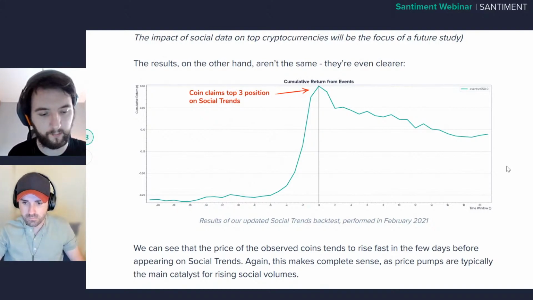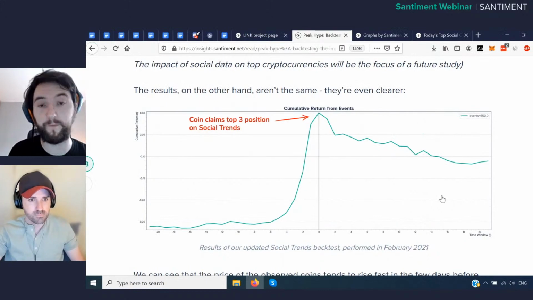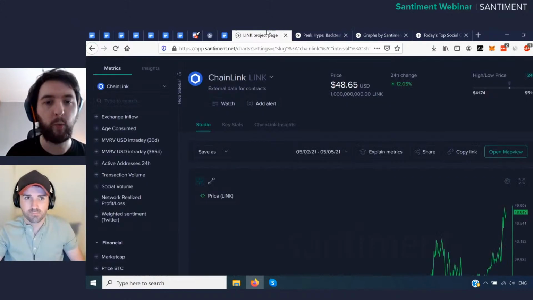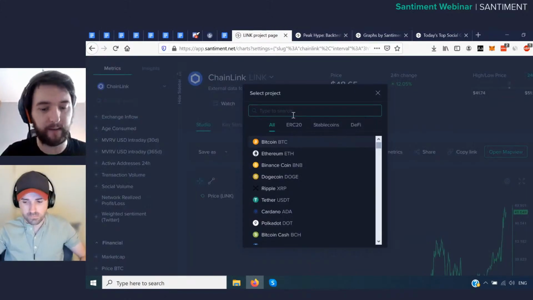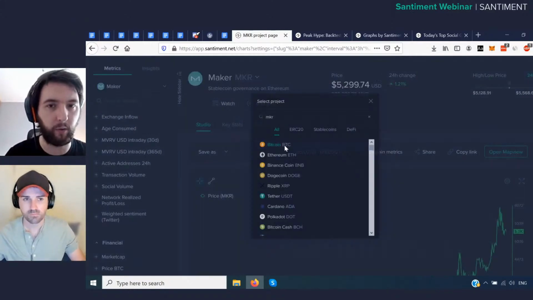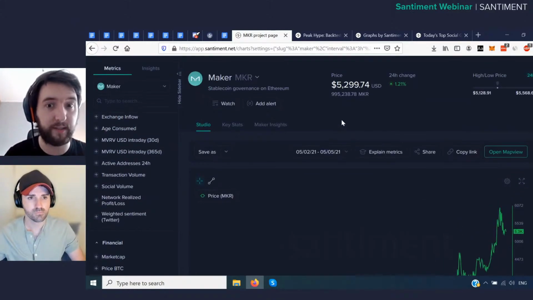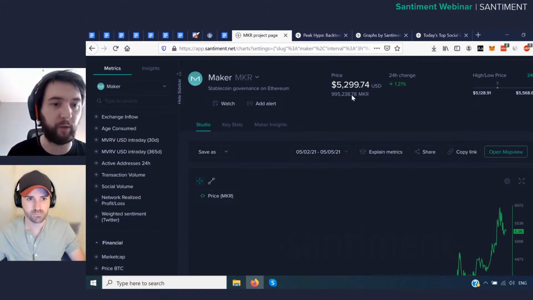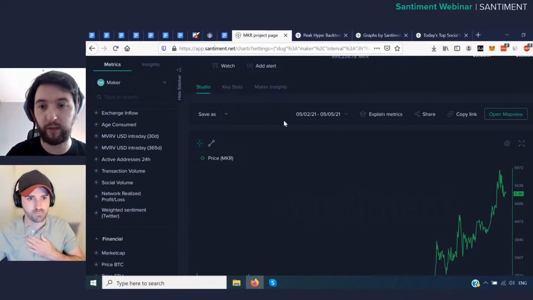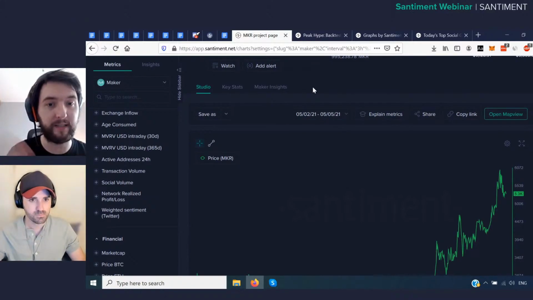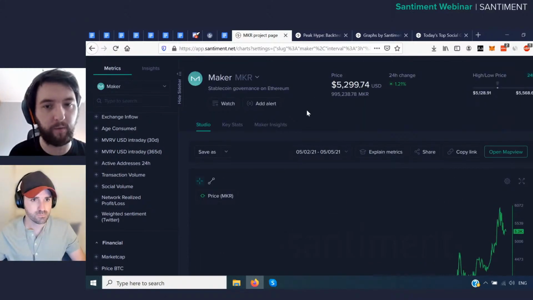So as a result of this phenomenon, of this theory that we have, we've developed a variety of metrics that allow you to keep an eye on the social mentions and the social sentiment or mood of the crowd about specific coins. I'll show you a few examples of where we see these upticks in social volume for a particular coin and how they correlate with the price of these assets.